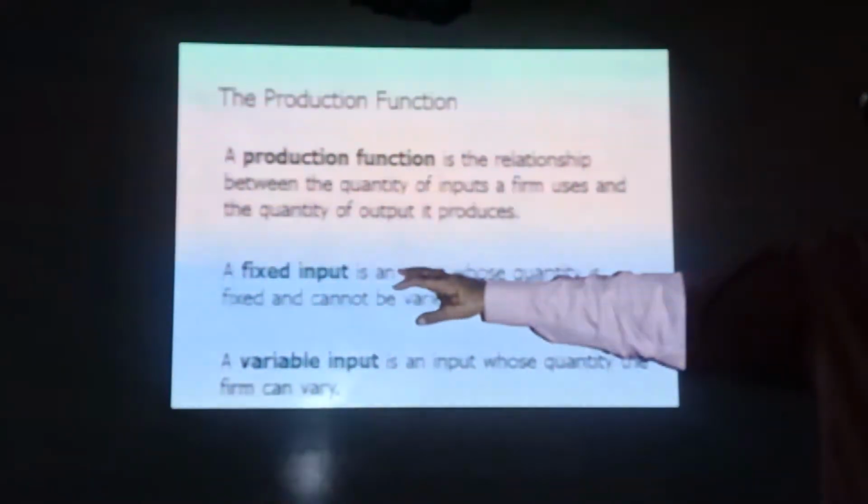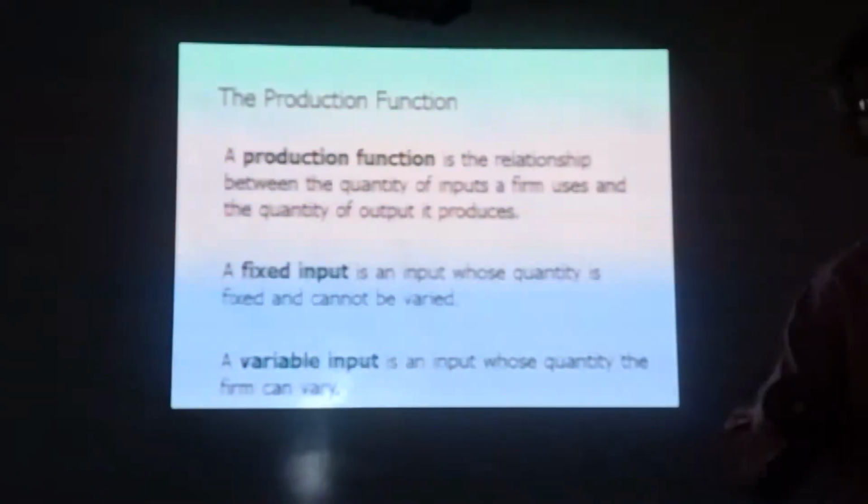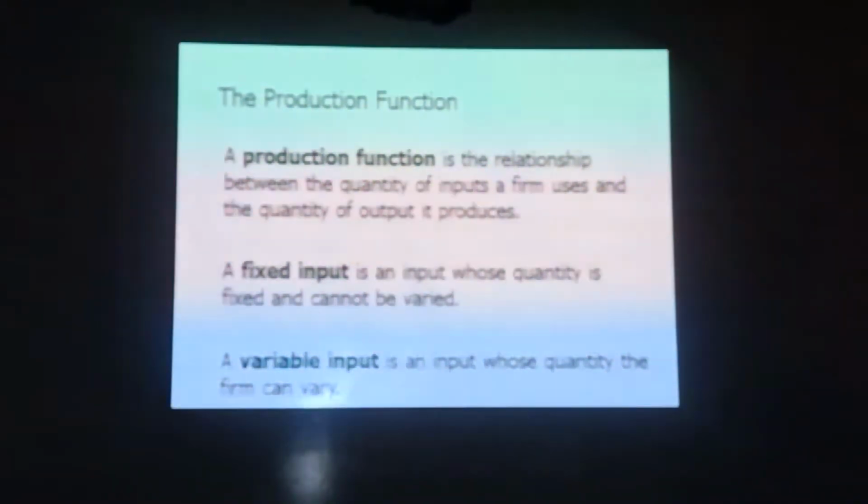There are different types of inputs used in production. To produce anything, we are using two major types of inputs. One is the fixed input and another is the variable input. A fixed input is an input whose quantity is fixed and cannot be varied.